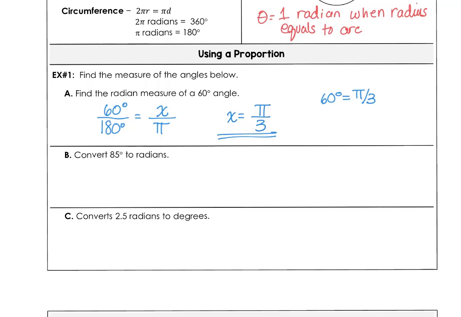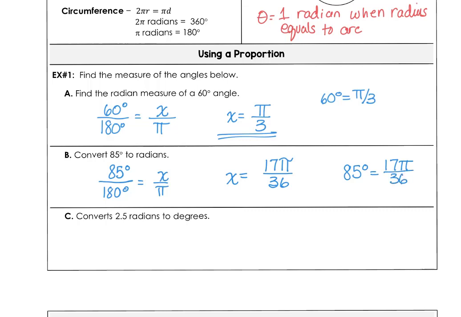If we want to convert 85 degrees to a radian, we'll do the same proportion. 85 is to 180 as x is to pi. And cross multiplying, we're going to end up with 17 pi divided by 36 is our radian measure. So 85 degrees is equivalent to 17/36 of a pi radian.